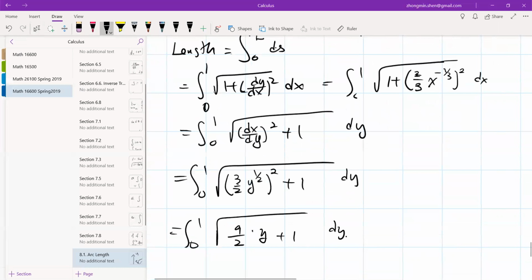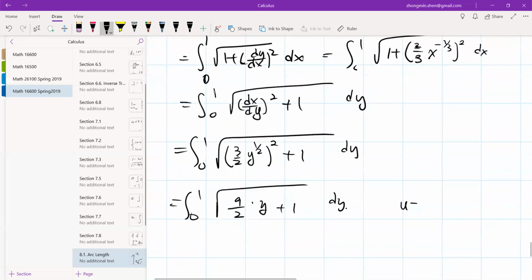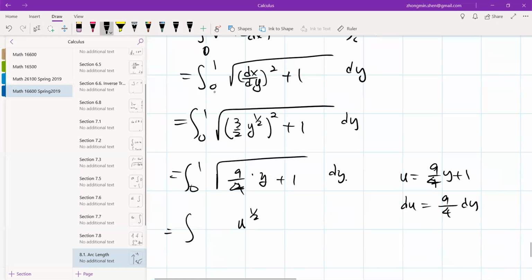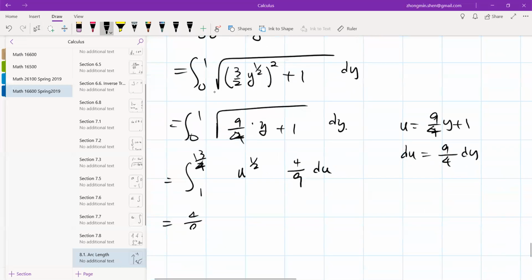For the other one, it's more complicated, and sometimes you end up with the wrong substitution, just like what we did at the very beginning, right? So for this one, it's easy to see which substitution to choose. You can let u be 9/4 y plus 1, okay? So du equals 9/4 dy. So the integral is going to be u to the 1/2, and dy is going to be 4/9 du. When y equals 0, u is 1, and when y equals 1, u is going to be 13/4. So the antiderivative is going to be 2/3 u to the 3/2, and evaluate at the two end points.